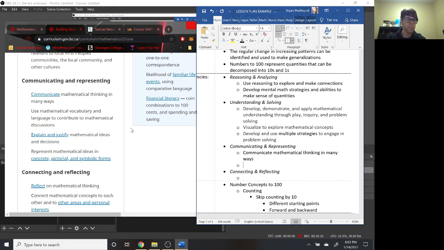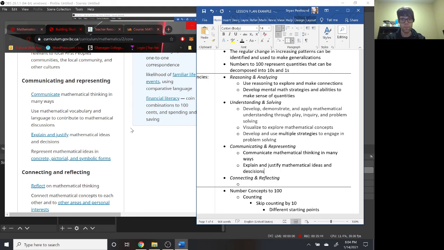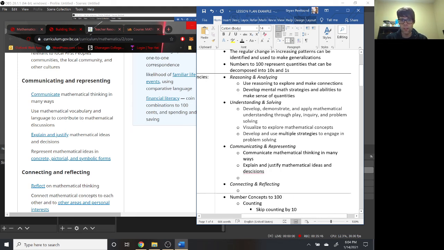So explain and justify mathematical ideas, especially with the exit ticket that we've developed in this lesson, where I'm asking students to think about the patterns inside of the hundreds chart, or thinking about patterns in tens. So yeah, I think explaining and justifying is definitely connected to our lesson. Look at me, just stellar when it comes to spelling here.